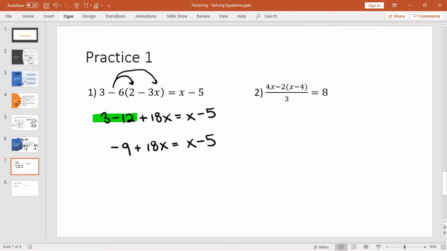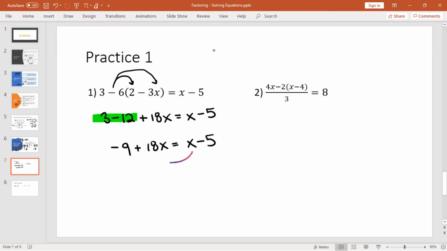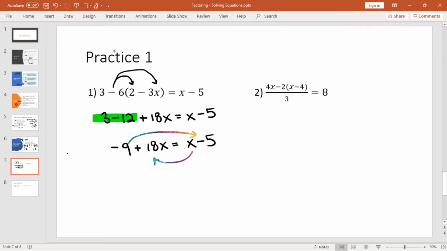I'm going to bring the x to the left side and the negative 9 to the right side. And it doesn't matter if your x's end up on left or right. I tend to try and get rid of negatives, but you know, I'm not picky. So when I do that, I'm going to have 18x that was already on the left side, and now I'm going to have minus x because it crossed the equal sign, so its sign changed. And on the other side, the negative 5 stays, and then the 9 has crossed the equal sign, so I'm going to add it.